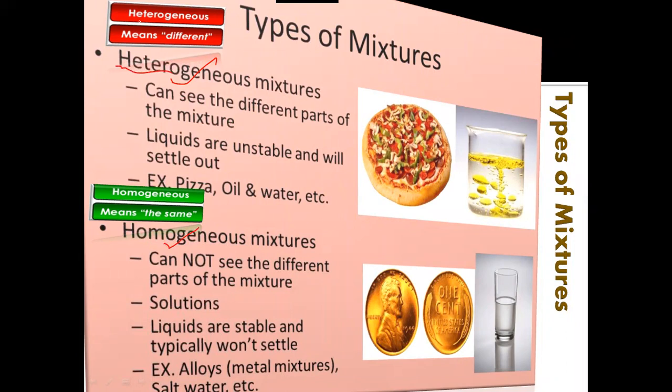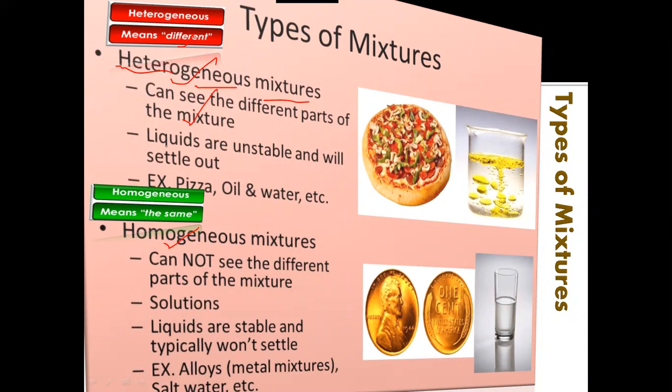Hetero means different. Genus means its form. So if in the mixture there are different structures or different forms in it, and every form is separated out, it seems different. So this is called a heterogeneous mixture. We can see the different parts of the mixture in that. That's why it is called heterogeneous, like different.